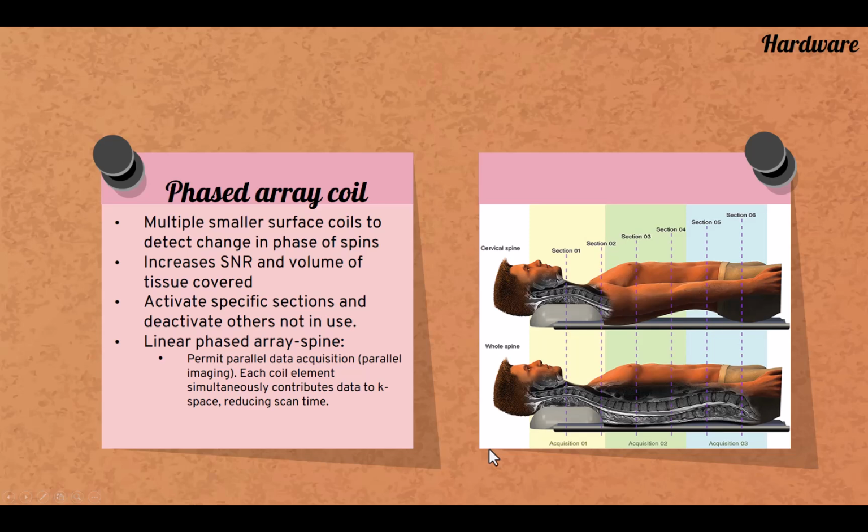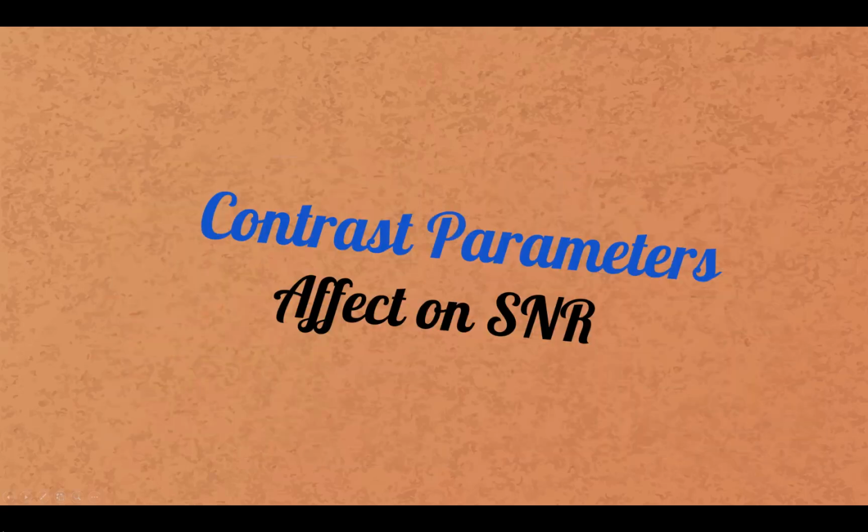Linear phased array spine coils permit parallel data acquisition, aka parallel imaging. Each coil element simultaneously contributes data to K-space, reducing the scan time. Now let's discuss how contrast parameters affect SNR.